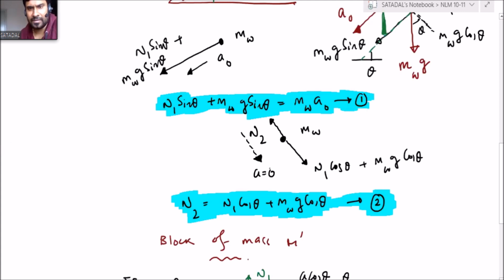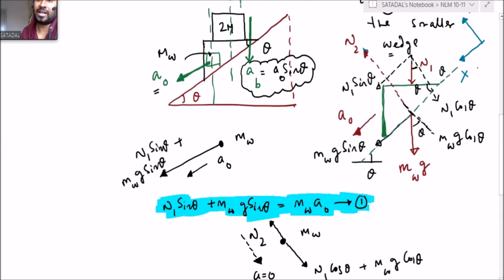Simple. Total force is equal to mass into acceleration. Here the directions I am taking are along the wedge surface and perpendicular to the wedge surface. So just find out the net force acting parallel to the wedge surface. That is equal to mass into acceleration. Find out the total force acting perpendicular to the wedge surface. There is no acceleration. Yes. Okay, sir. That's it.